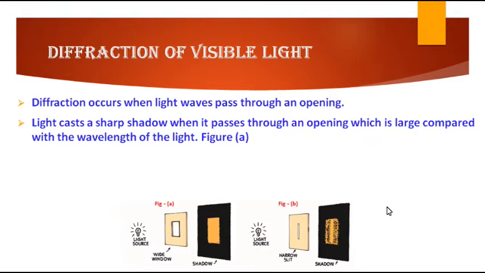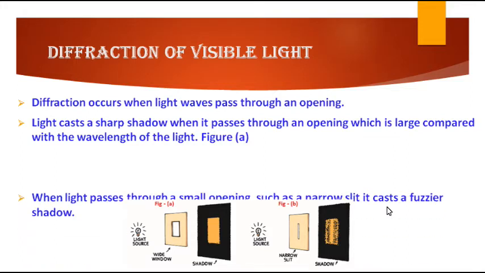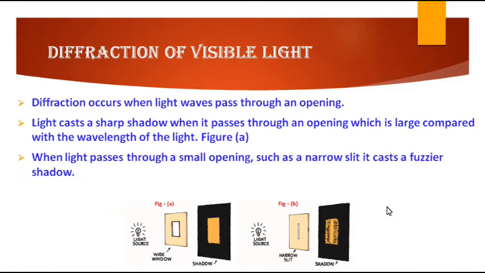Light casts a sharp shadow when it passes through an opening which is large compared to the wavelength of the light. That is figure A, where the opening is wide and the shadow is sharp. On the other hand, when the light passes through a small opening such as a narrow slit, it casts a fuzzier shadow. It is not a sharp shadow, it is a fuzzier shadow.